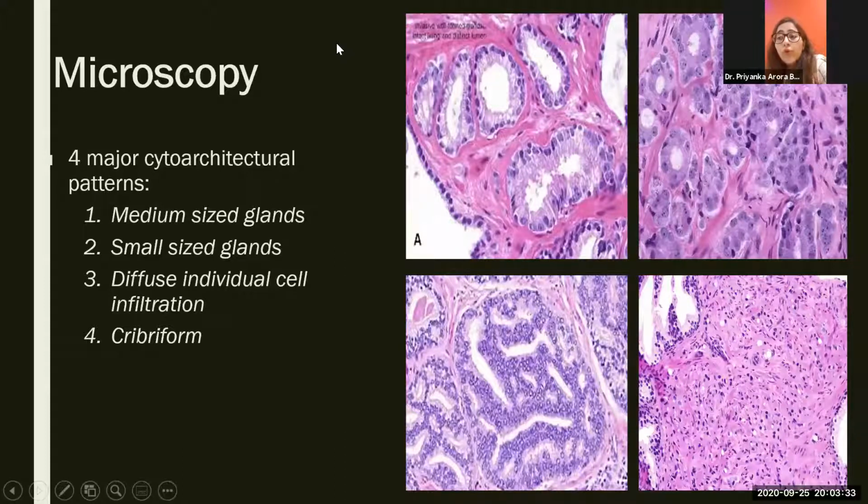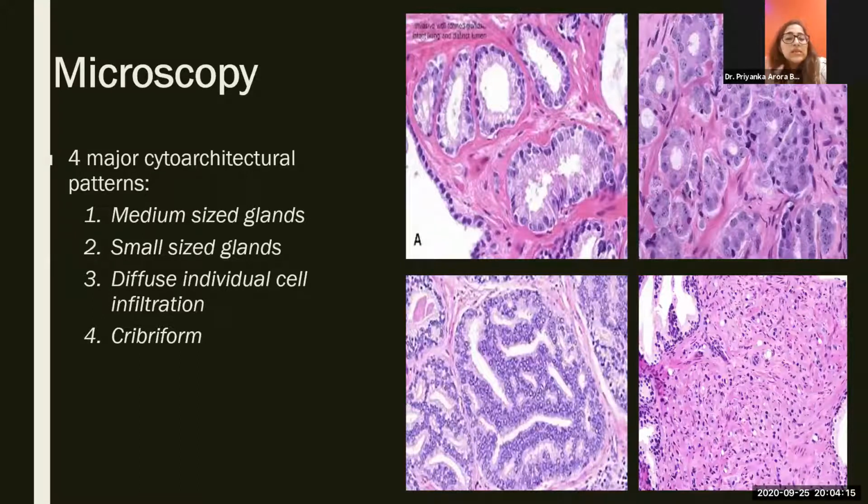Now Gleason pattern 4 is basically when the glands are not very distinct from each other, and they're kind of fusing with each other, and they have some architectural patterns like the cribriform pattern and glomeruloid pattern. So this is the cribriform pattern here. Gleason pattern 4 is basically the cribriform pattern. Those are the patterns that you see in Gleason 4, and that is less differentiation. So 1, 2, 3, 4, 5, and the differentiation is going down, right?